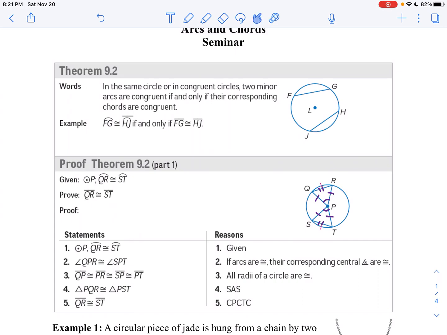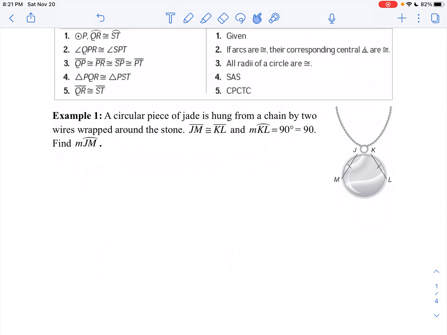So if we take a look at example 1 here, I've got this circular piece of jade that's hung from a chain by two wires wrapped around the stone, JM and KL, and we're told they're congruent. And the measure of arc KL is 90 degrees. So what's the measure of arc JM? Well, if the two chords are the same, the two arcs are the same, so the measure of arc JM is going to be 90 degrees.